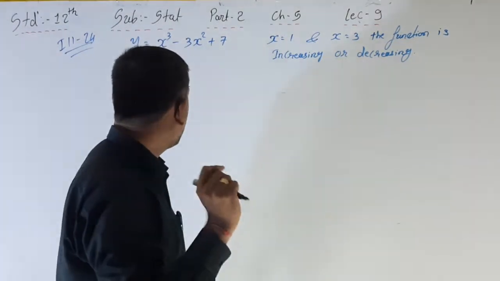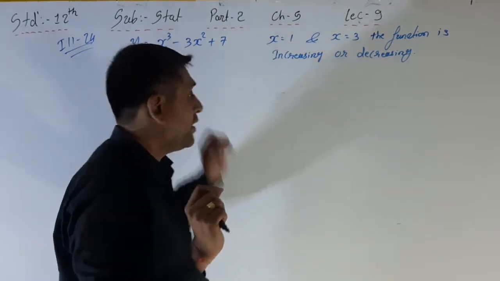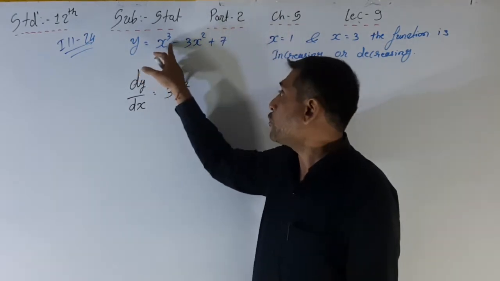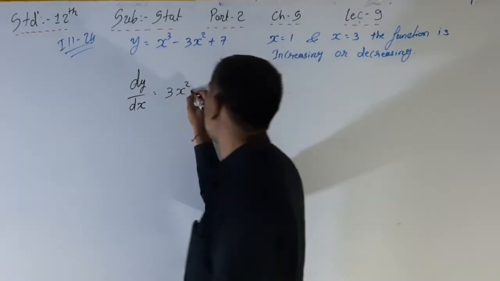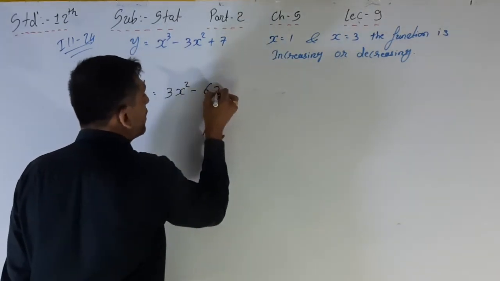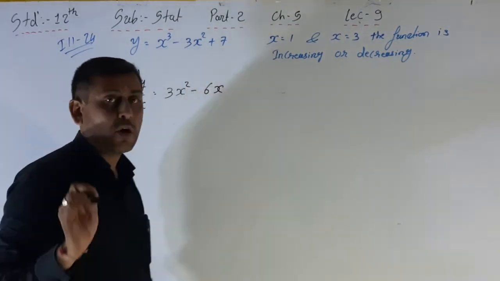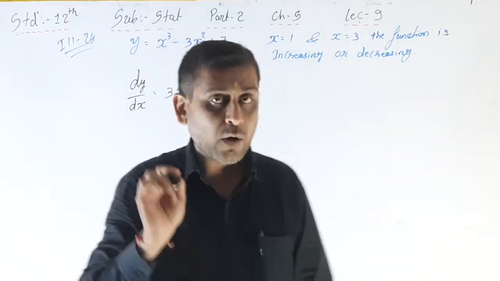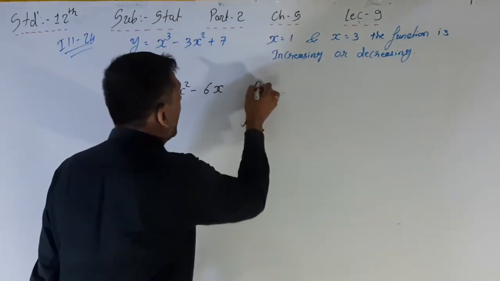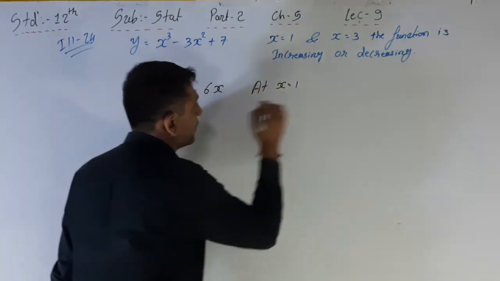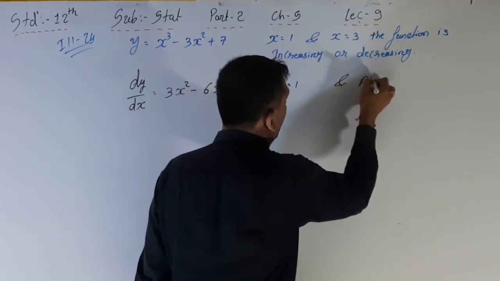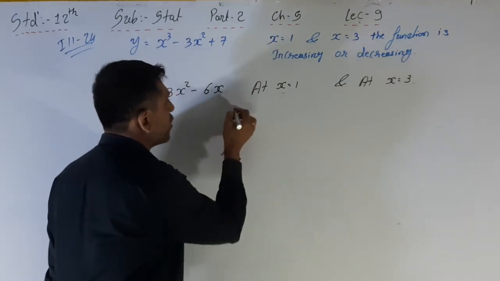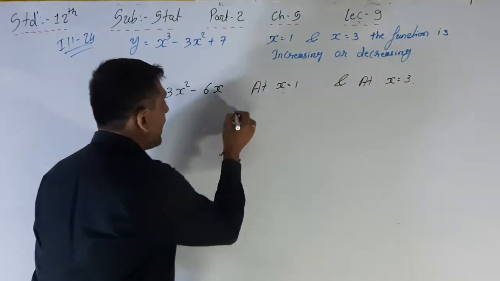So by applying that formula, I am writing the direct first differentiation: 3x square minus 3 twos are 6x plus 7 constant, 0. So this is your first differentiation. Now we have to put the value at x is equal to 1 and at x is equal to 3. First of all, at x is equal to 1, what is dy by dx?